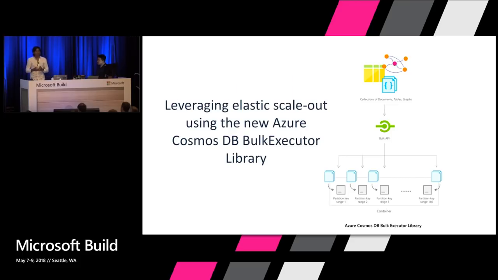We've been in preview for a few months now with the bulk executor library, and we have a lot of customers who are already in production who are using the library to both import and update terabytes of data every hour. These are services which do this every hour in production. So let me just put that back into action, right?